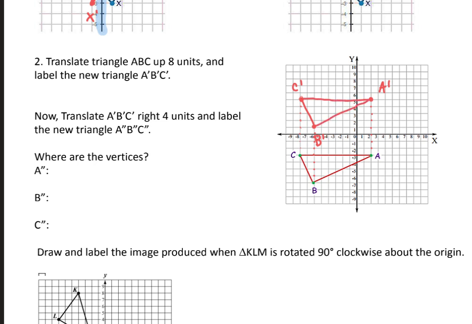Now it says translate triangle A prime, B prime, C prime right 4 units and label the new triangle A double prime, B double prime, C double prime. So 4 units. 1, 2, 3, 4. There's A double prime. 1, 2, 3, 4. C double prime. 1, 2, 3, 4. That's B double prime.